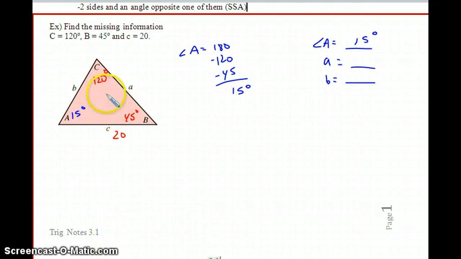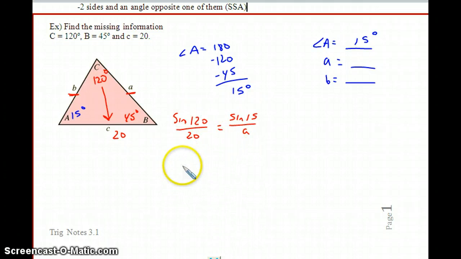So now I have this angle side opposite relationship where I can go ahead and find the 2 missing sides, either a or b. Let's say that we want to try to find a first. Because you know angle C and side c, you have to use that. So the sine of 120 over side 20, and if we want to find a first, we'd use the sine of A over side a. So cross multiply, cross multiply there, cross multiply here, and set equal.